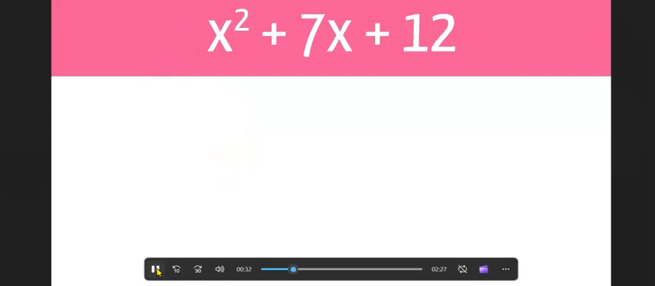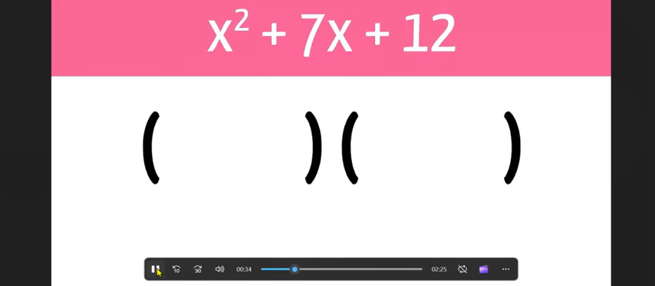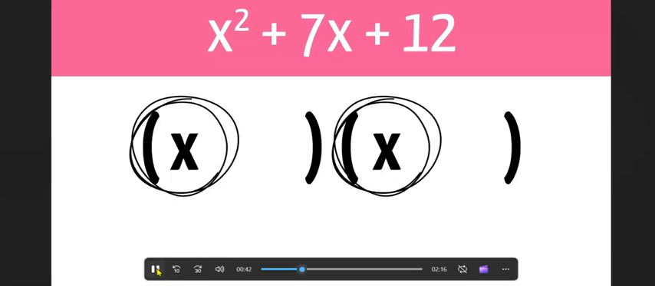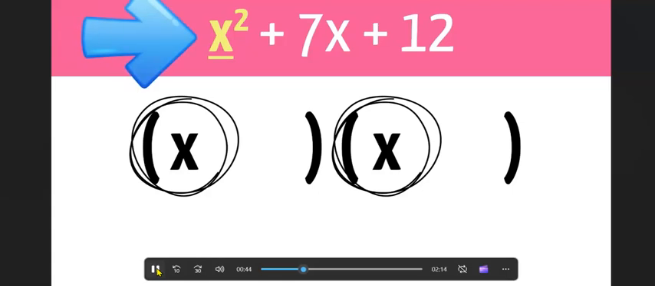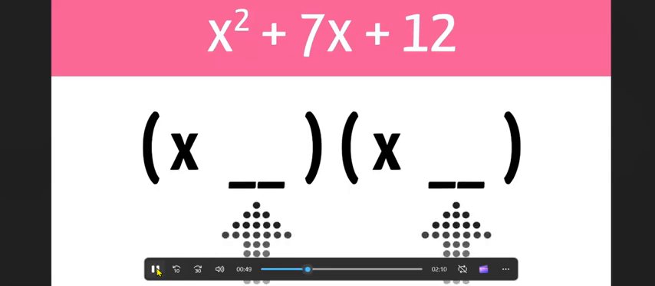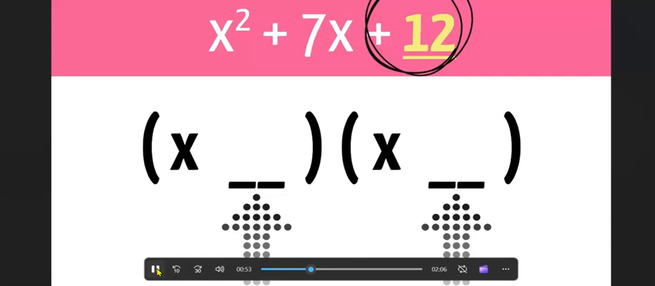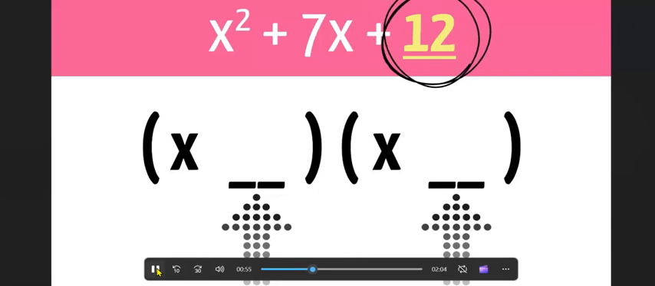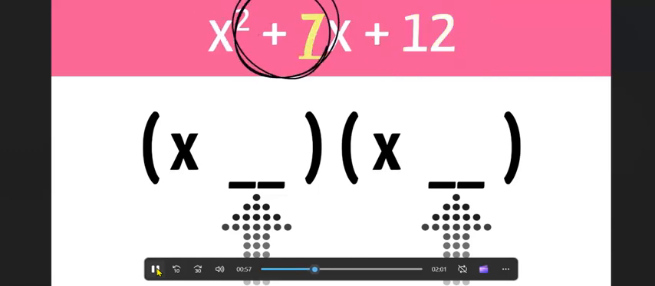The factors of a trinomial will be written within two sets of parentheses. The first two terms of each set of parentheses will both be x, because when multiplied together, x times x equals x squared. The fun, challenging part is to find the right two numbers. These numbers must be factors of the last term, 12. But when added together, their sum must equal the middle number, 7.